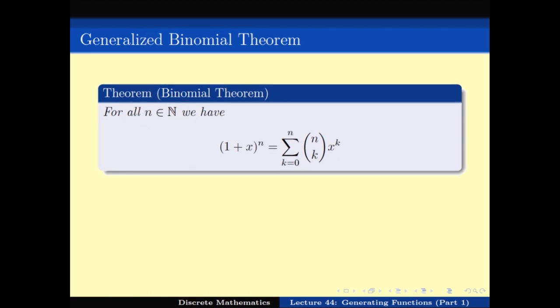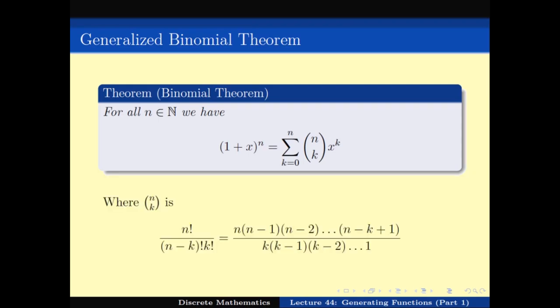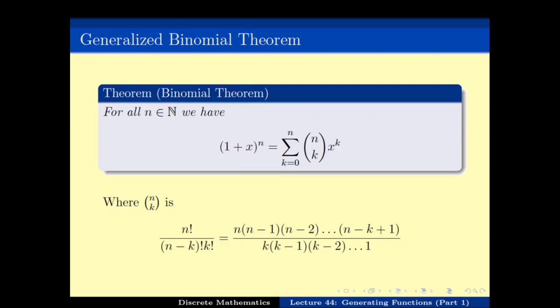Now let's try to understand what is meant by this n choose k. The n choose k is nothing but n factorial divided by n minus k factorial times k factorial. So n factorial is of course n into n minus 1 into n minus 2 till 1. N minus k factorial is n minus k into n minus k minus 1 and so on till 1. So if I divide this n factorial by n minus k factorial, I get n into n minus 1 into n minus 2 till n minus k plus 1, divided by k factorial, which is k into k minus 1 into k minus 2 till 1.